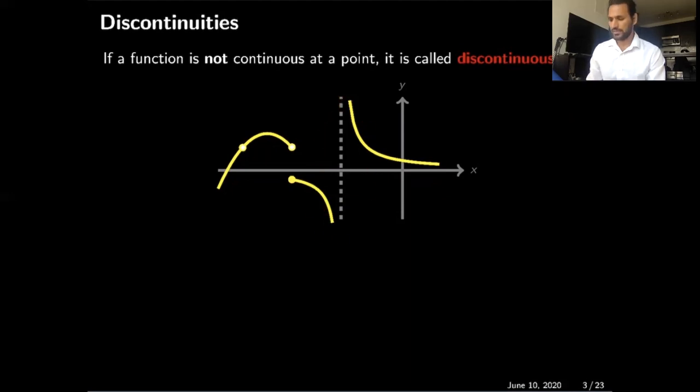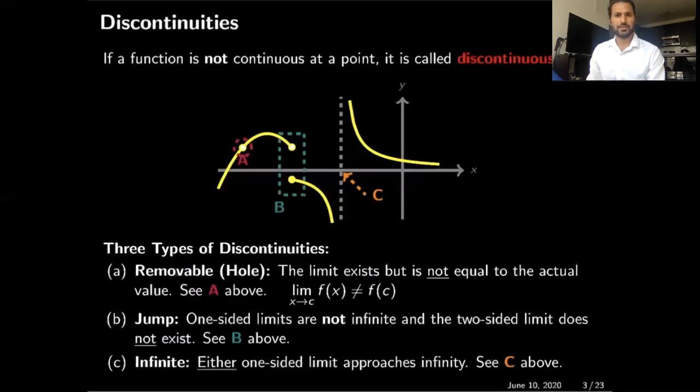So we will classify the discontinuity of the function in three different ways. If the graph of the function has a hole, we will call it a removable hole. In this situation, the limit of the function will exist, but it will not be equal to the value of the function. The second is the jump, which is a finite jump. In this situation, the left limit exists and the right limit exists, but they are not equal. Infinite jump is when the left limit or the right limit is infinity.